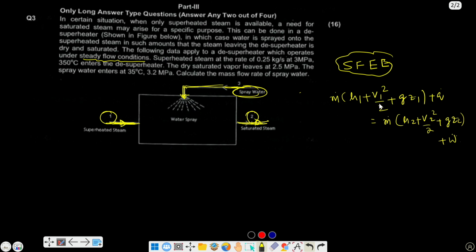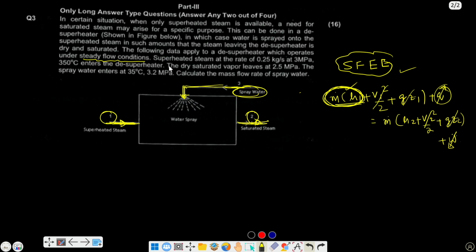In this case we will neglect the kinetic energy change and potential energy change. We can assume there is no heat interaction, so that is also neglected, and there is no work interaction. So we consider only enthalpy as the energy going into the system along the steam or the liquid water; all other forms of energy are neglected. Keep this equation in mind, as we are going to apply it in this problem.